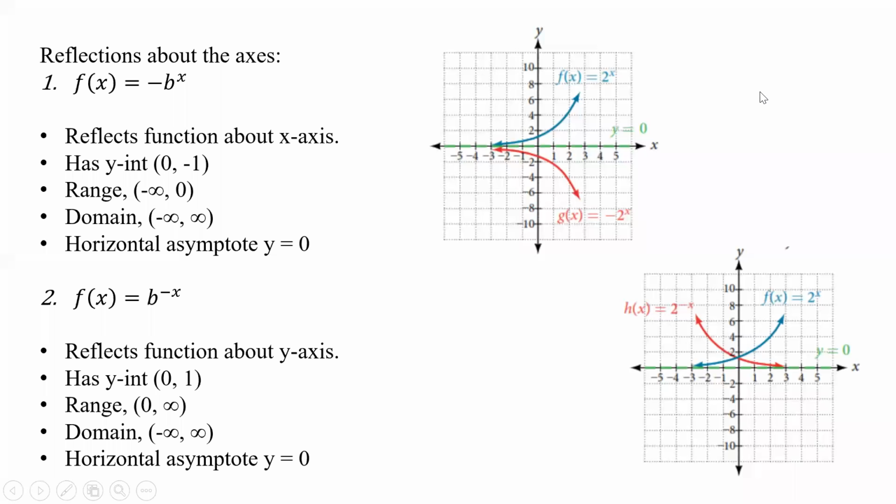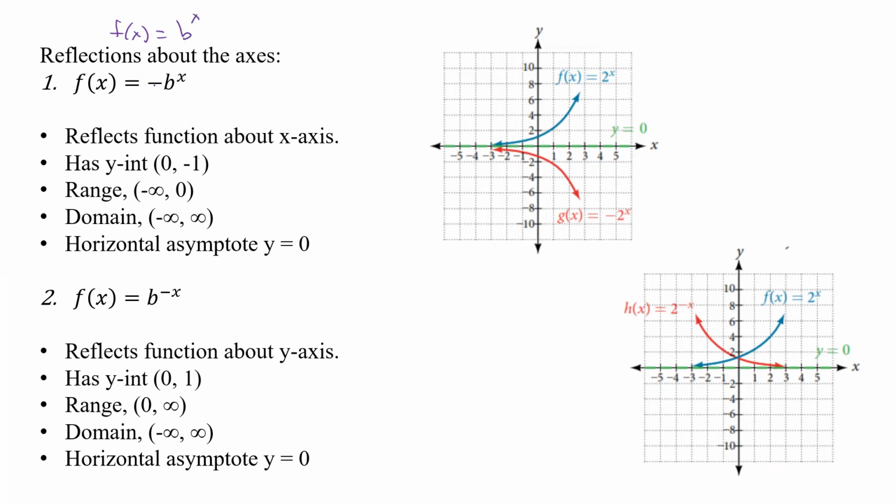All right, so here we're going to do our reflections about the axes. This is kind of the last thing we have to look at. We've looked at everything else up to this point, and so now about the axes. This first one is about the x-axis, and what we have is a negative out in front, when we reflect about the x-axis. So our initial one is, of course, f of x equals b to the x.